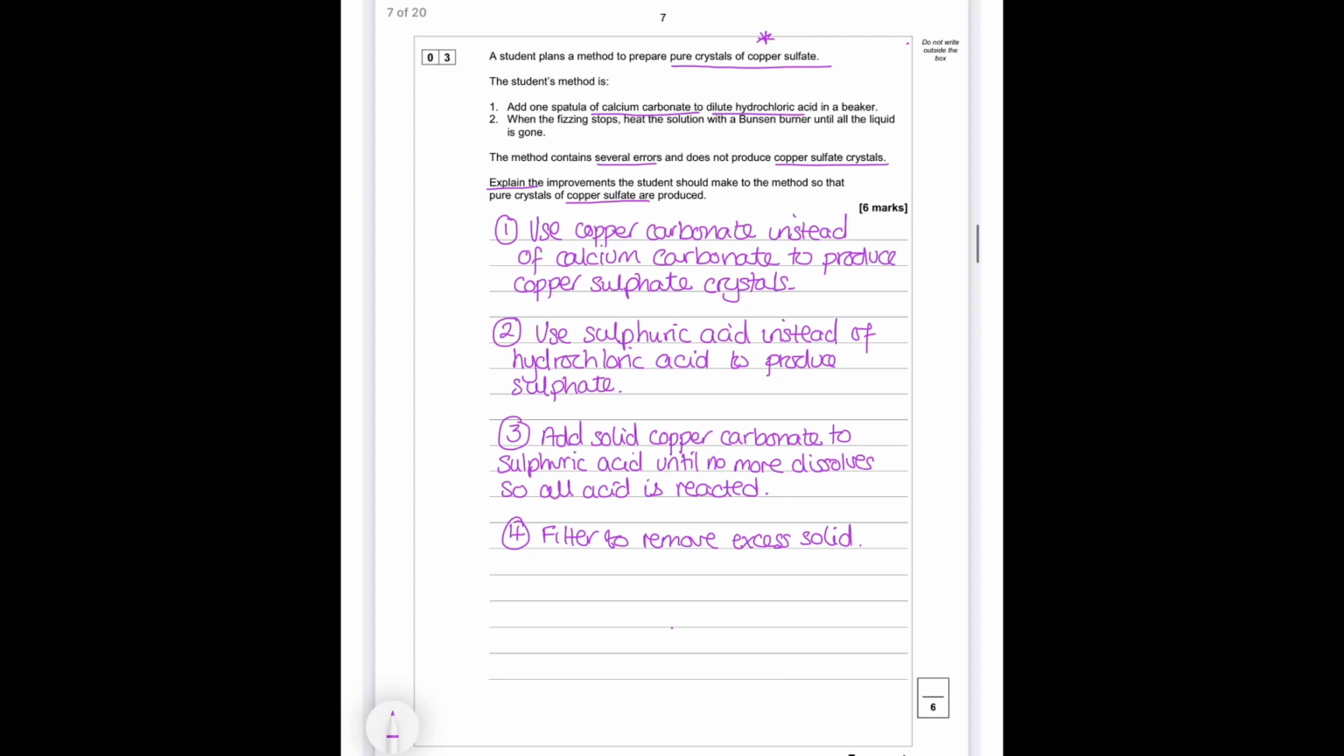And then finally, we need to heat our solution gently until the crystals start to form, and then we leave them and they will just cool and form in our evaporating dish slowly. And that would give us our 6 marks.